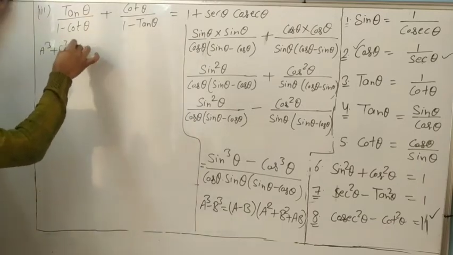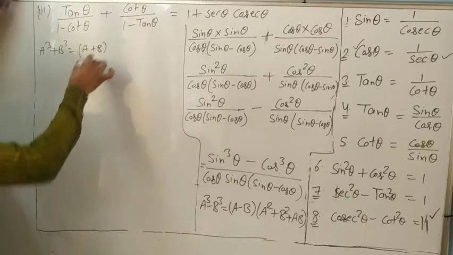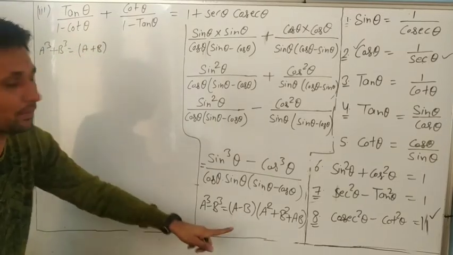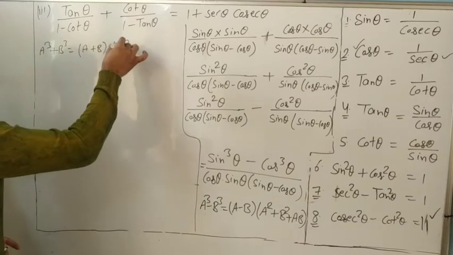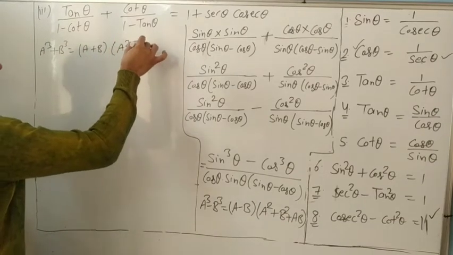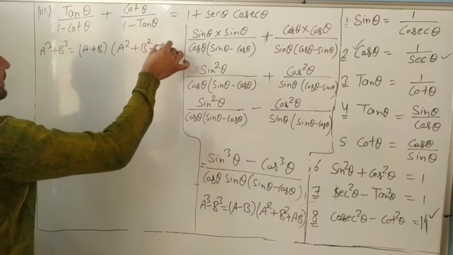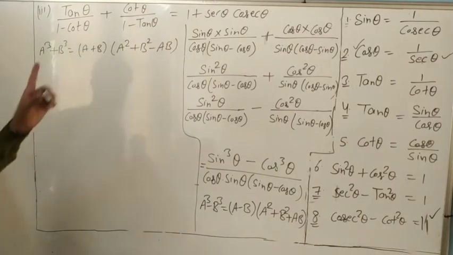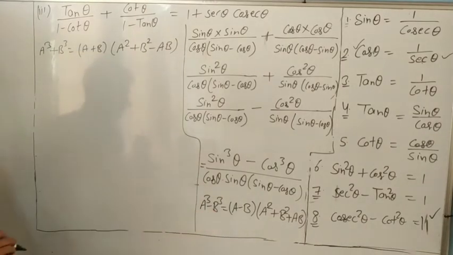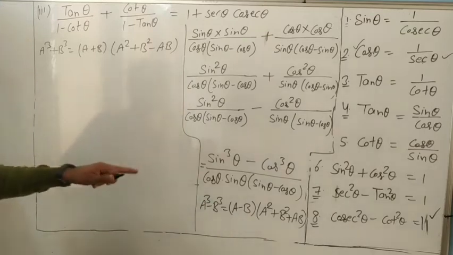How much? a plus b. a plus b in place of minus. Now a square plus b square and here minus ab. Okay, dear? So note down these two formulas. Okay. So now we will use this formula.